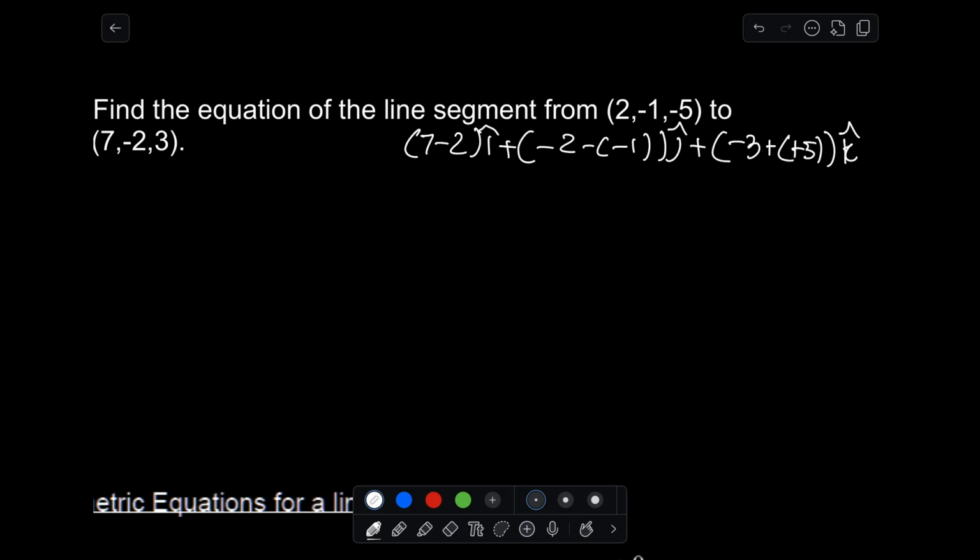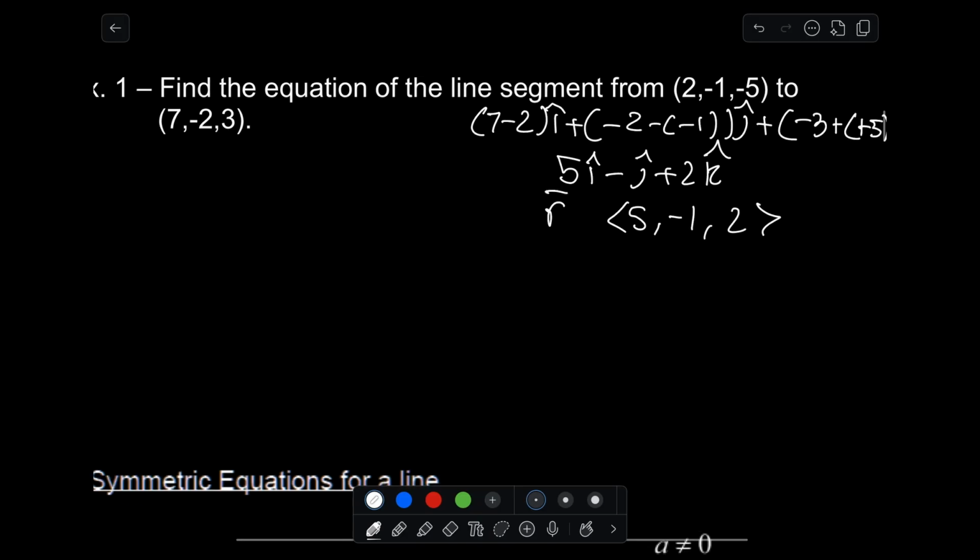And in this case, we can get 5 i hat plus (-1) j hat plus 2 k hat. However, this isn't our final answer. These are only our direction vectors for a, b, and c, right? So we can just call this r.